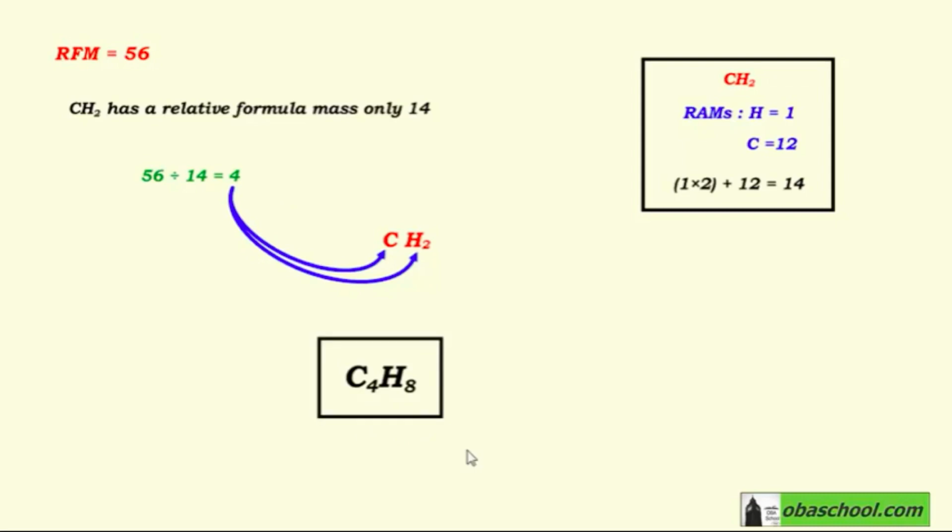So as long as we have the relative formula mass, we can calculate the true molecular formula in a very simple way. We calculate the relative formula mass of the empirical formula at first, then we divide the relative formula mass given by the one we calculated at first to obtain an answer. Then we multiply this answer with the number of atoms of the given elements. In this case, 4 times 1 equals 4 for the carbon, and 2 times 4 equals 8 for the hydrogen. So that is how we obtained the true molecular formula.